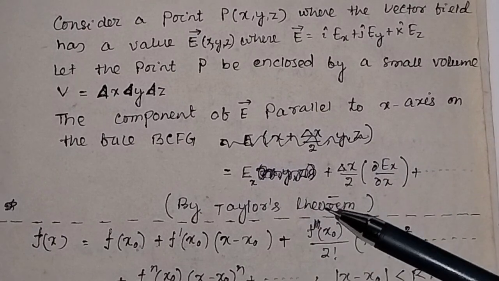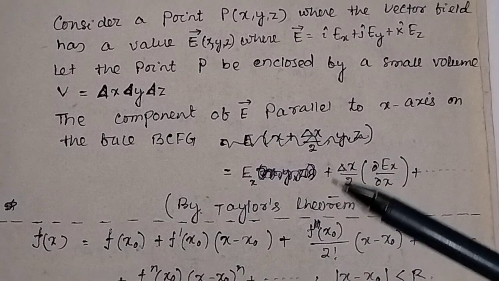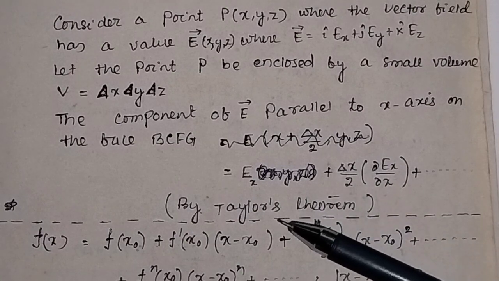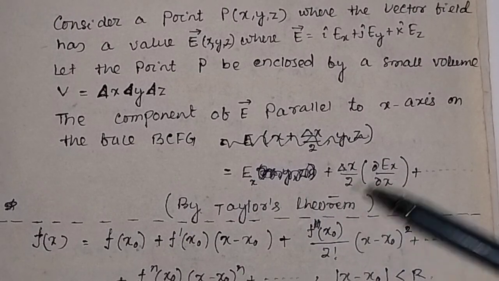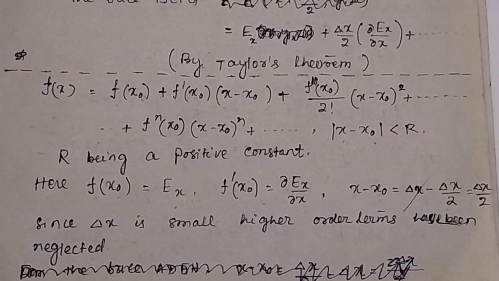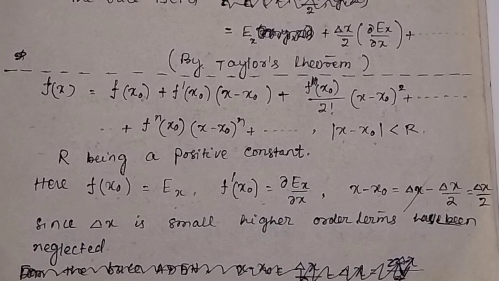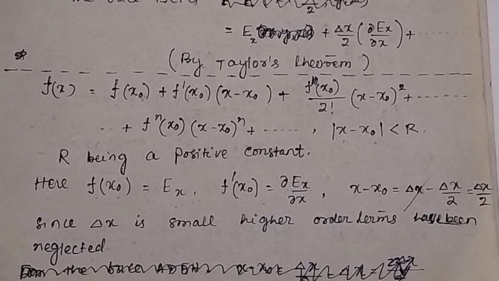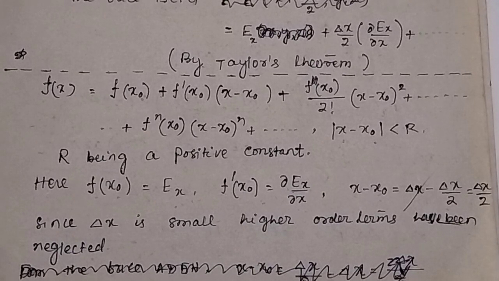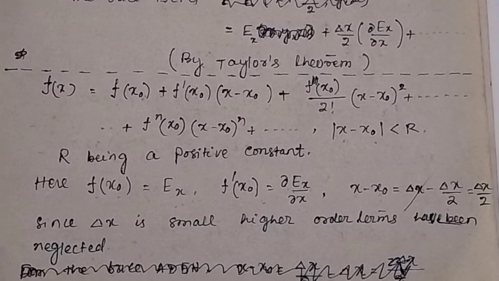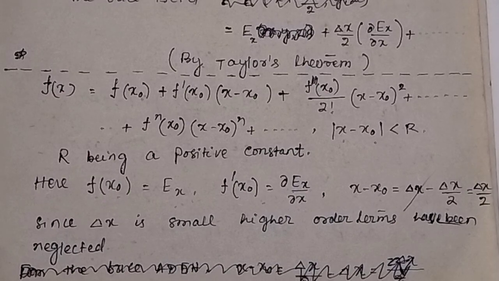You have to apply Taylor series. Before watching this video, you should watch my previous video about Taylor series. Taylor series gives you the variation of the function in the vicinity of a point. In this example, you have the point E, that is the vector field at the point E, and what is the electric field? Suppose the electric field at the point E along x-axis.